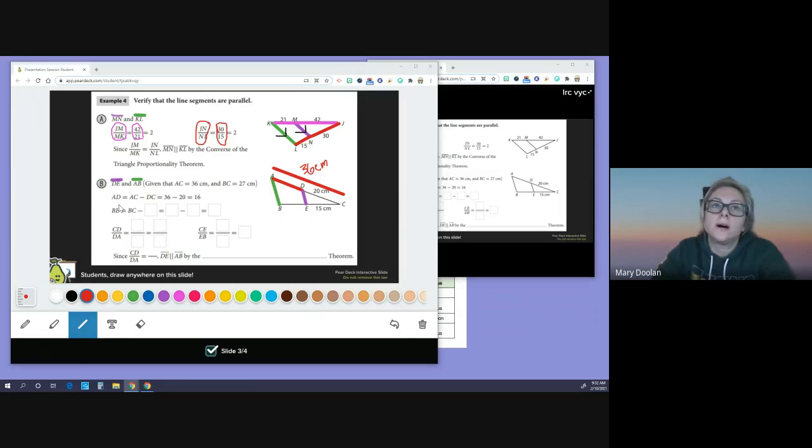All right, so to get AB, that's this segment, we would take AC, this really long segment, which is 36, and subtract DC, which is 20, and then we get 16. So now we know that this tiny piece here is in fact just 16 centimeters.